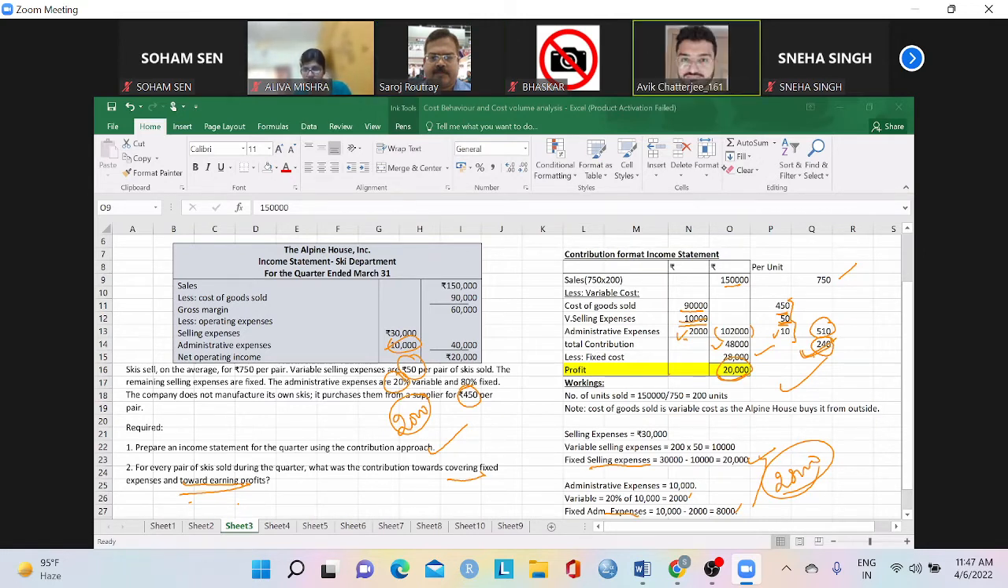So what will be the answer for the second question? The second question is asking what is the contribution per pair? So contribution per pair is 240. 750 minus 510, 240. Sir, how did you get the 2,000 administrative expenses? It is given in the question, no? The administrative expenses are 20% variable. So total administrative expenses is 10,000. 20% is variable, 80% is fixed. Okay, sir.